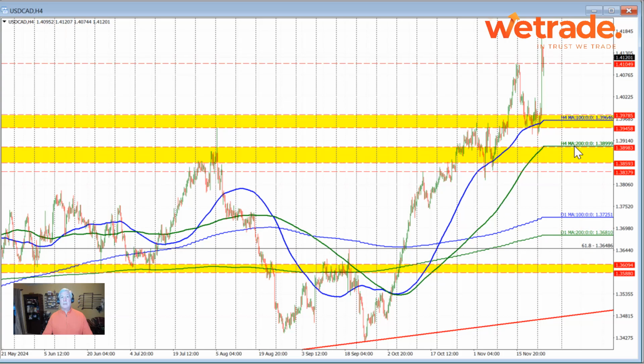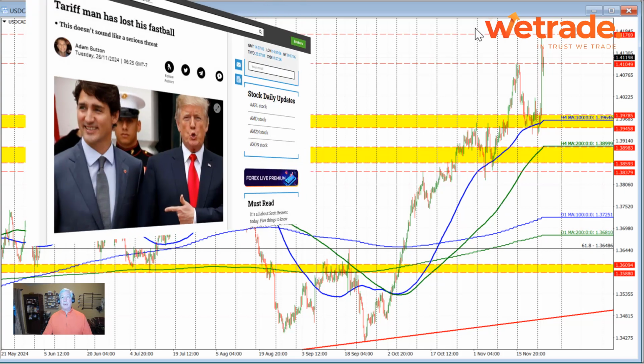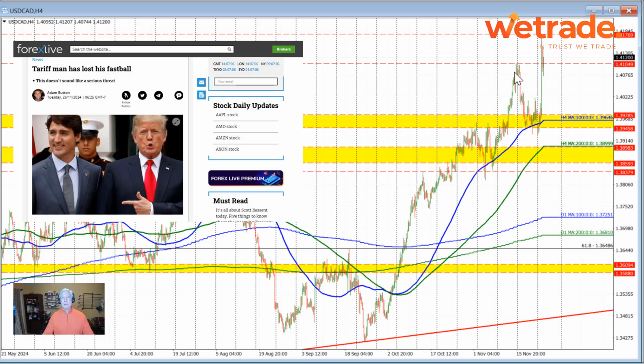Finally, let's take a look at the dollar versus Canada. We saw the dollar versus Canada spike sharply to the upside here after those comments from President-elect Trump that he would impose a 25% tariff on both Canadian and Mexican goods if they don't stop the border crossing. Adam writes a nice post on it in trading this morning.